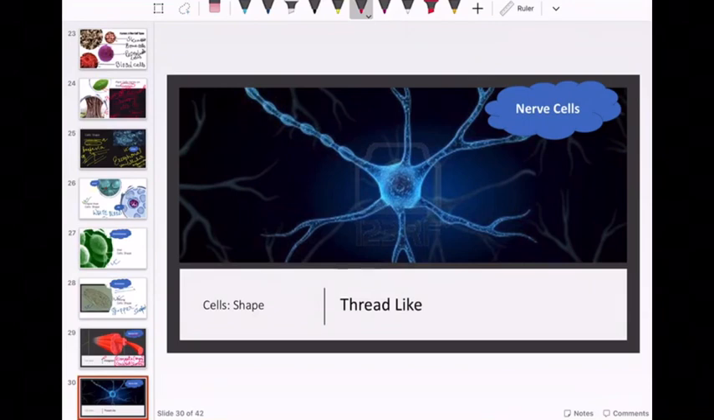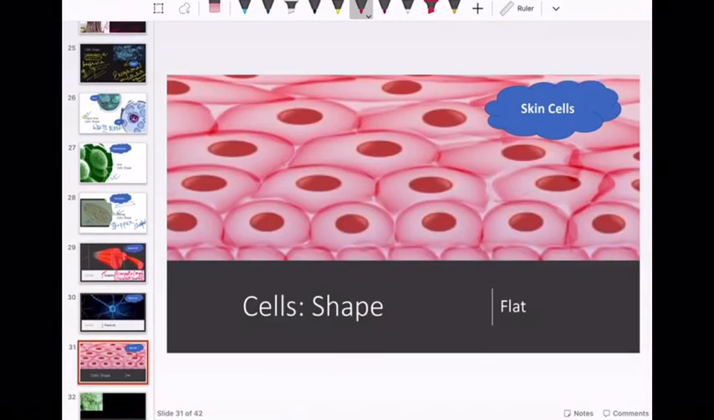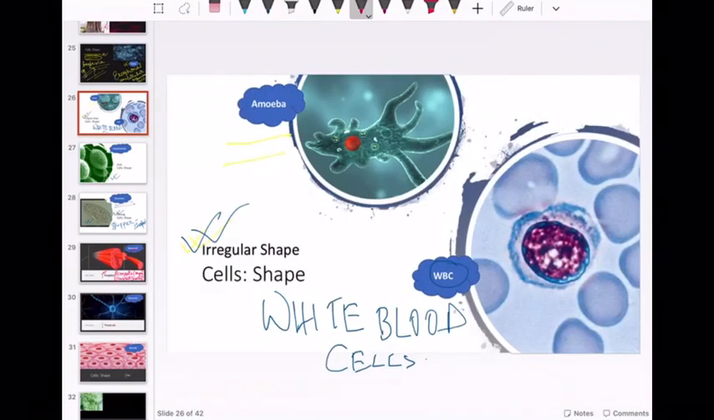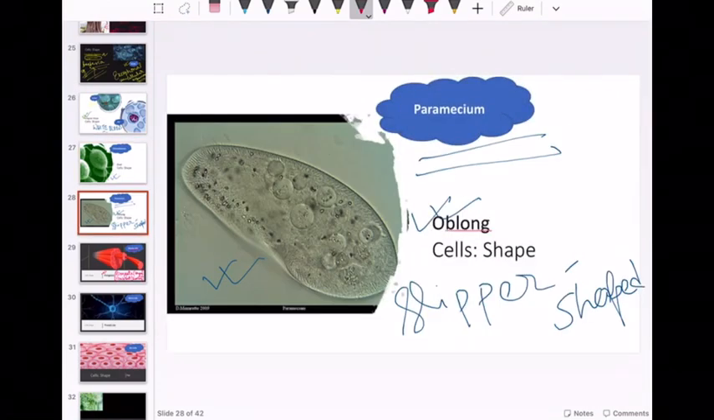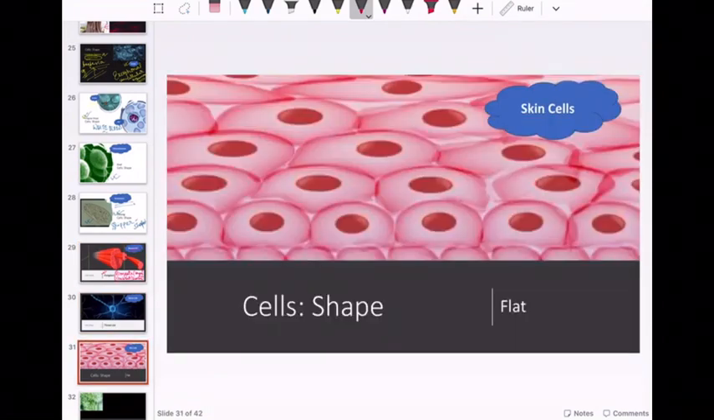Next we have one very interesting cell in our body, the nerve cell. They just look like a thread. That's why their shape is considered to be thread shaped. So the cells of the nerves in the body are thread shaped. Now, apart from these basic shapes like irregular, oval, oblong, elongated, thread-like, we also have some cells that are flat in shape.